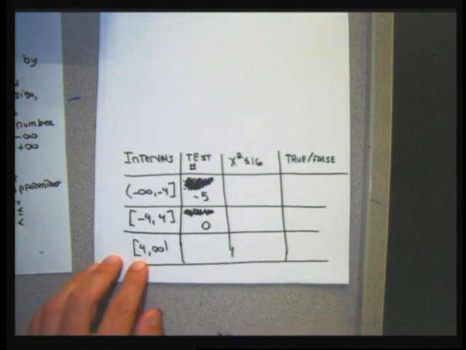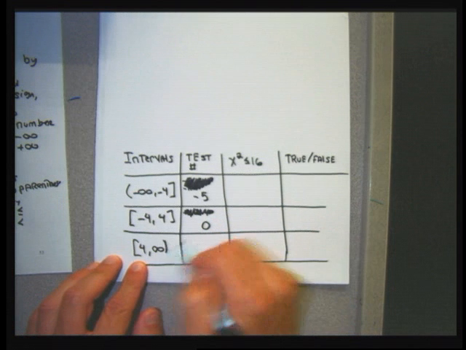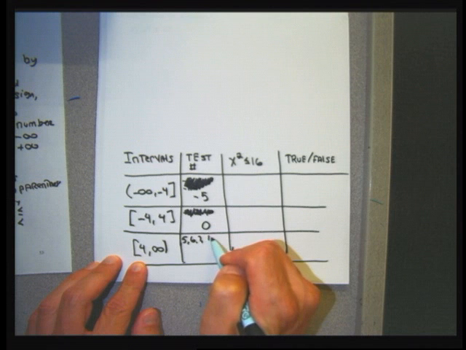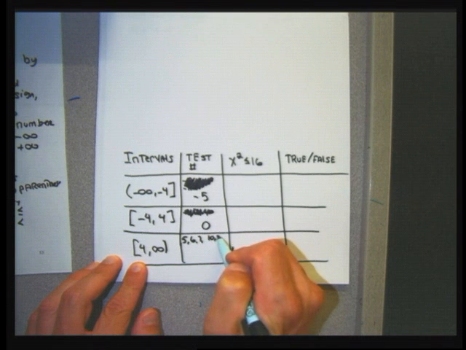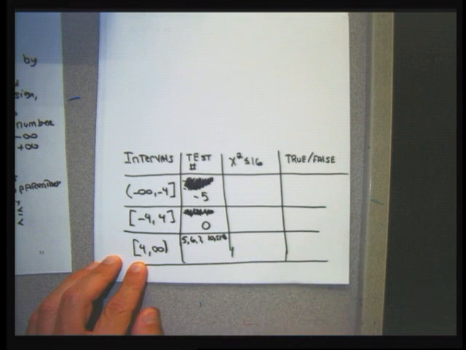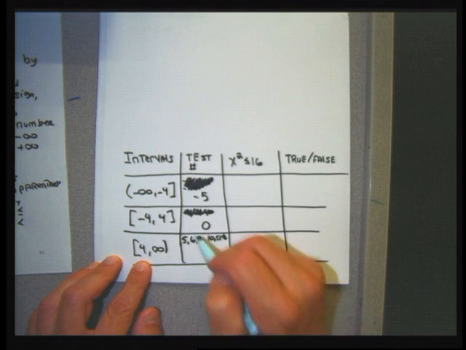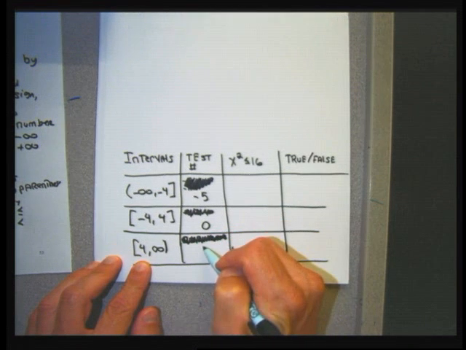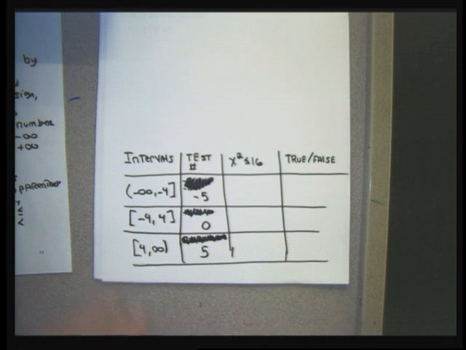And then in the last interval, I pick any number bigger than 4. I could pick 5, 6, 7, 1,000 or 10,518 if I care to. It doesn't matter. As long as I pick a number that's bigger than 4 and less than infinity, my number is okay. And usually if I can't pick 0, I pick a number that's close to the edge of the interval. In this case, I'll pick 5. So I've filled in my test numbers.